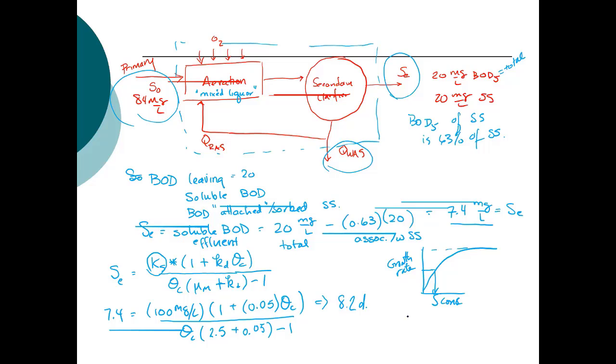Typically, for a completely mixed system, the equations are in the book. The equations are also in Chapter 11, which, as I mentioned, I will post. And your mean cell residence times for a completely mixed system typically range from 4 to 15 days. So this is well within that range.